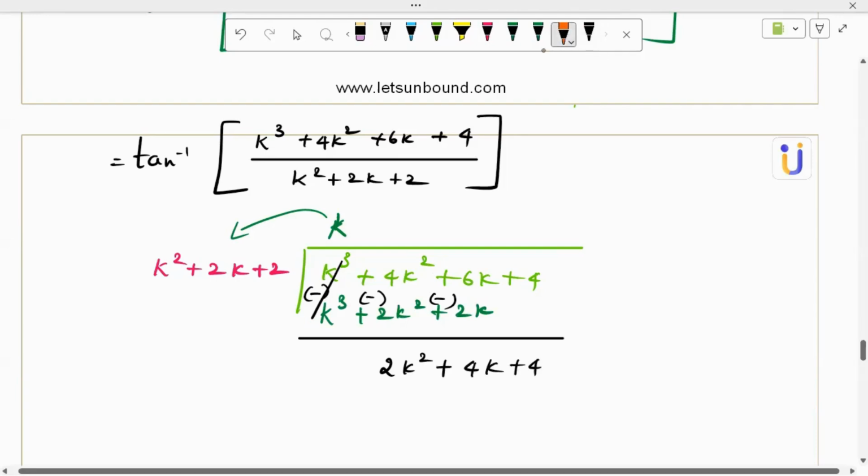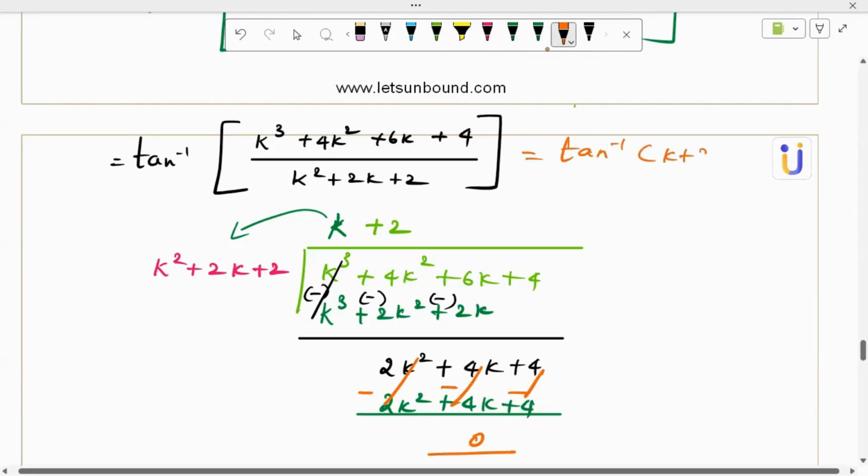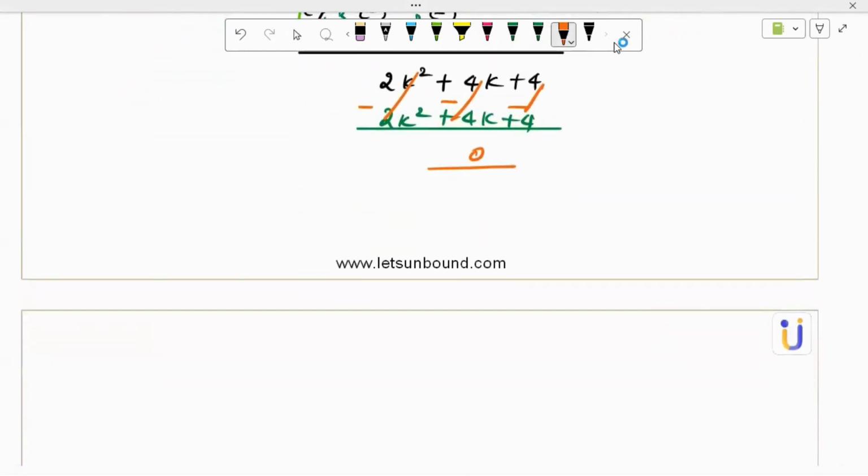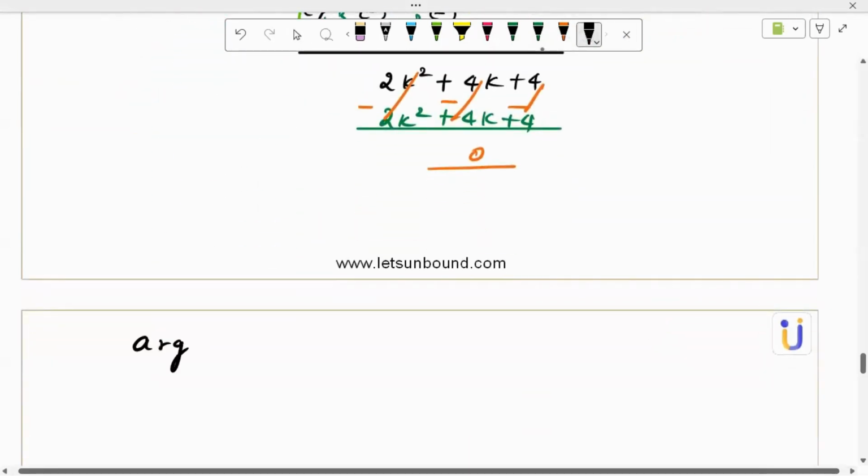First term divided by the first term again. 2k square by k square is 2, so plus 2 here, and multiply it over. 2 times k square is 2k square, and 4k and 4. Change the sign and look for the remainder. Cancel, cancel, cancel, completely 0. So the final answer is tan inverse (k plus 2). Right? Where we started, we started with just the argument of W(k plus 1), and now I got tan inverse (k plus 2).